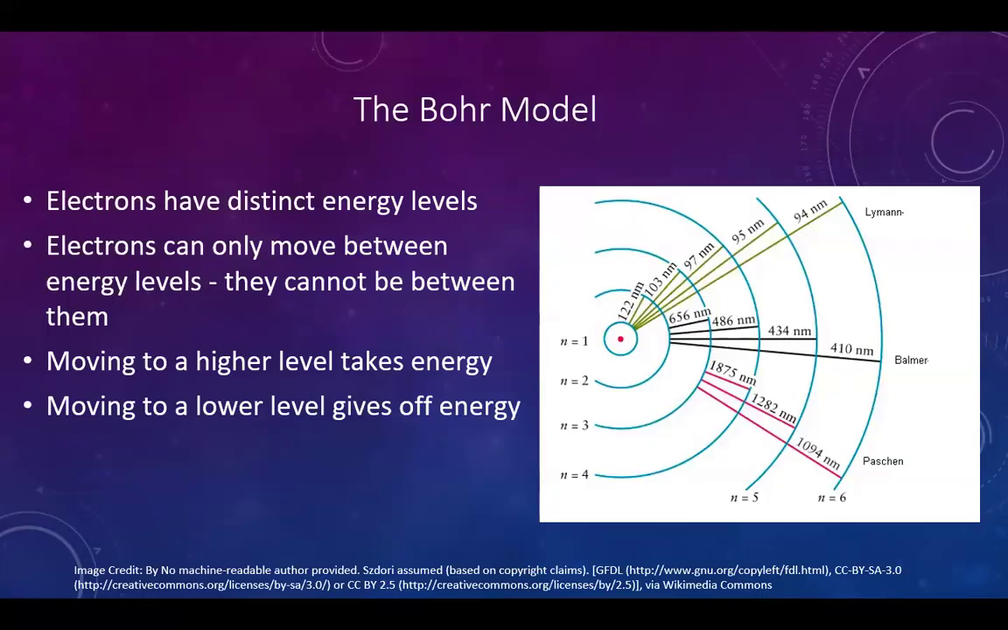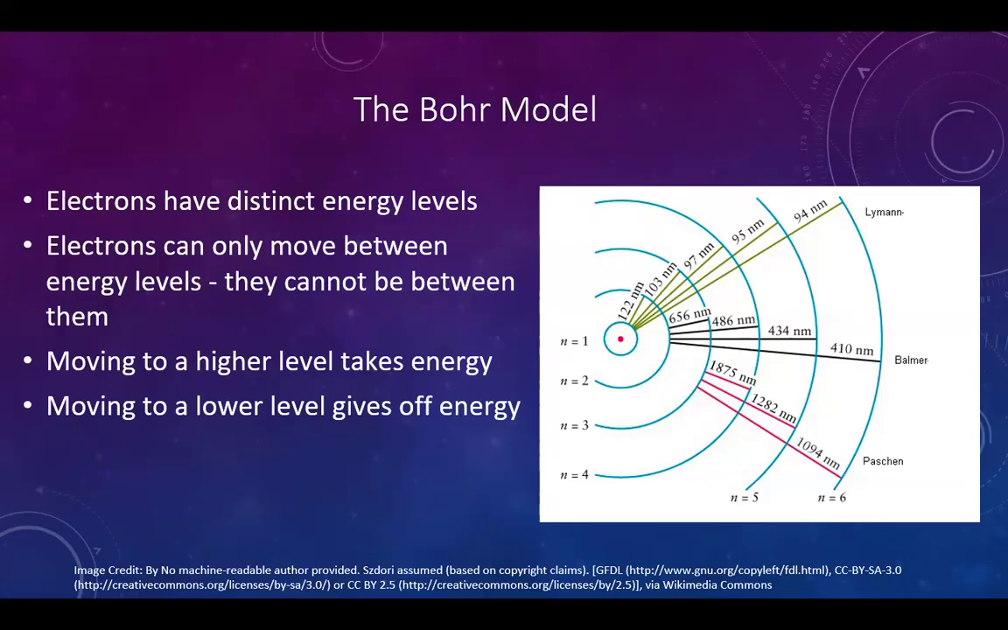So here are some of the energy levels for hydrogen. Bohr did hydrogen first because it is the simplest atom. It has one proton and one electron. It's super simple. So the electrons have distinct energy levels. They can only move between energy levels. They can't be in the middle.